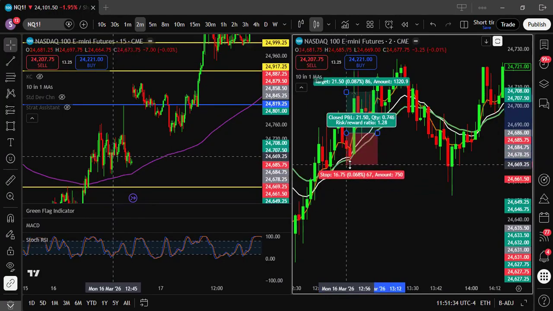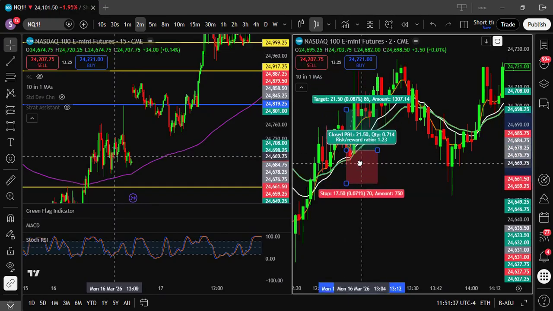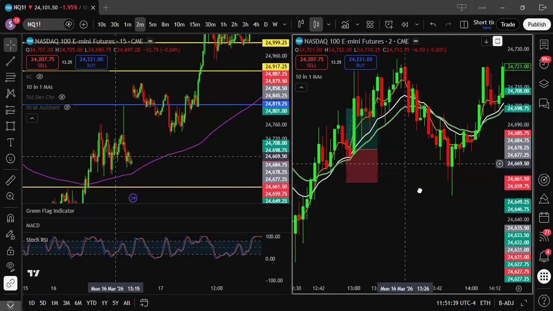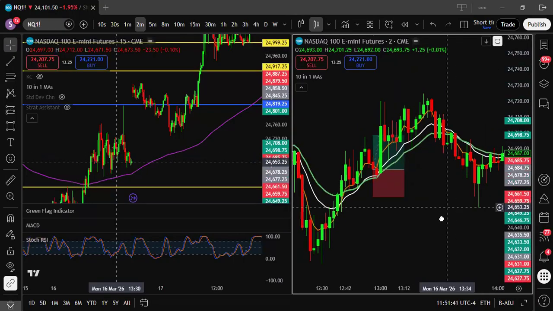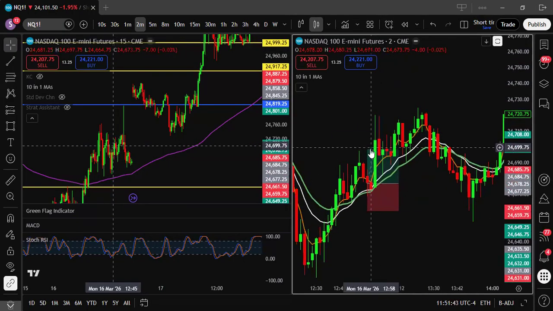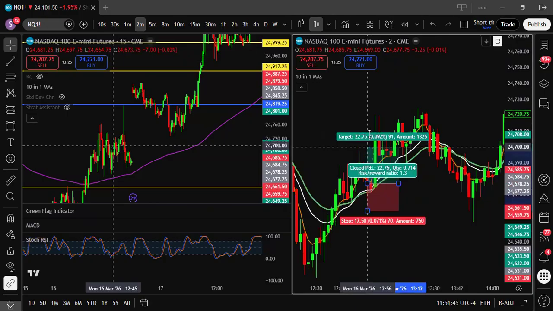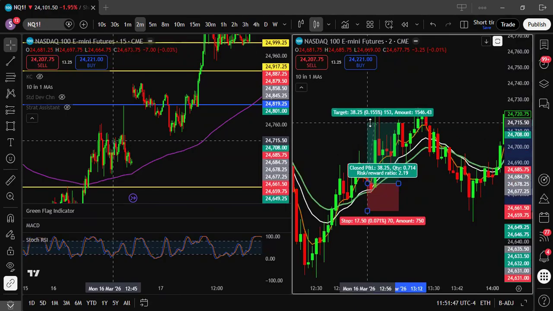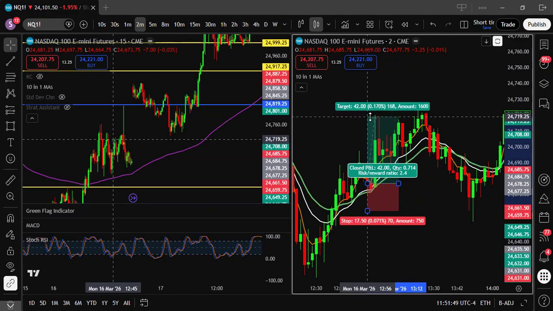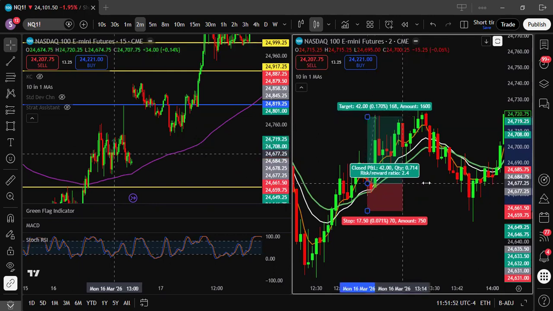Hold on, that's too big. There we go. All right, and I'm gonna risk 70 ticks. This ain't gonna be one I'm gonna do 4 contracts on NQ like I did last week. Boy, I was going crazy. And we got a minimum of 2 to 1, right? You can take your profits wherever you like.